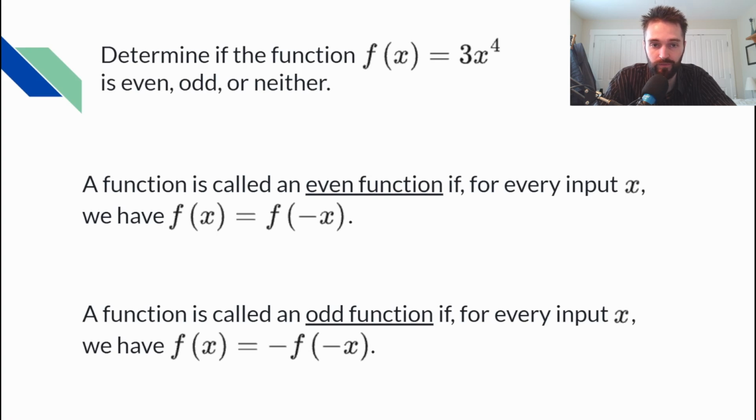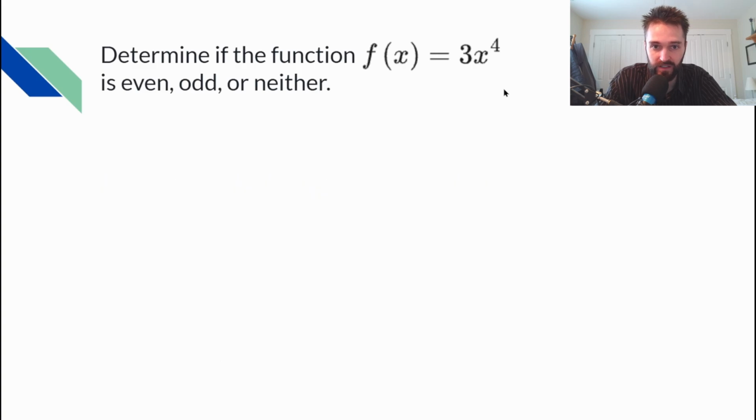So what we need to do is take f of negative x, right? Take that and simplify it and see if we end up with the same thing that we have up here. All right? That's how we check if it's even. And then we take negative f of negative x and simplify that to see if we get the same thing up here, right? That's how we check if it's odd. Okay? So let's start by checking if it's even. All right, let's start with f of negative x and see what we get.